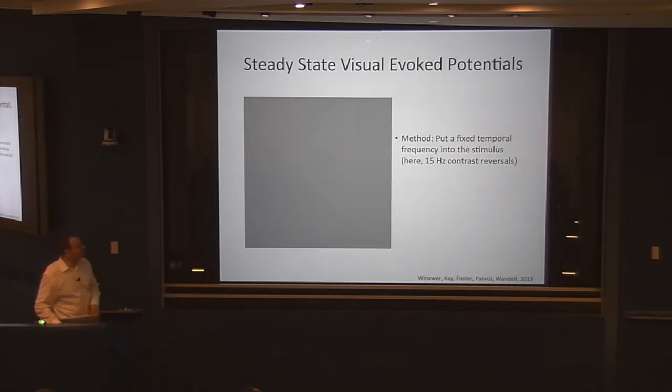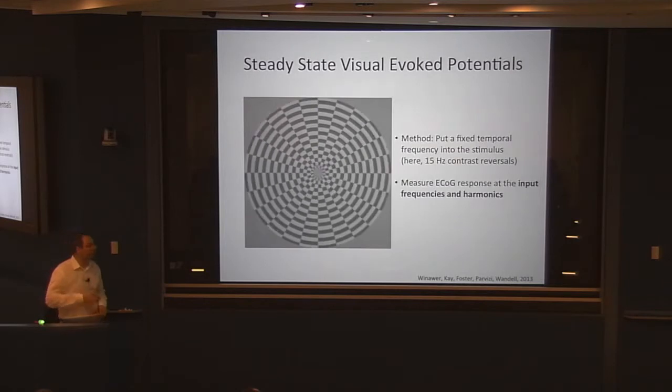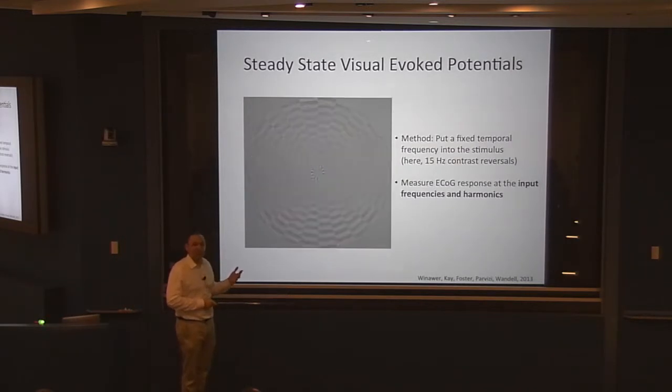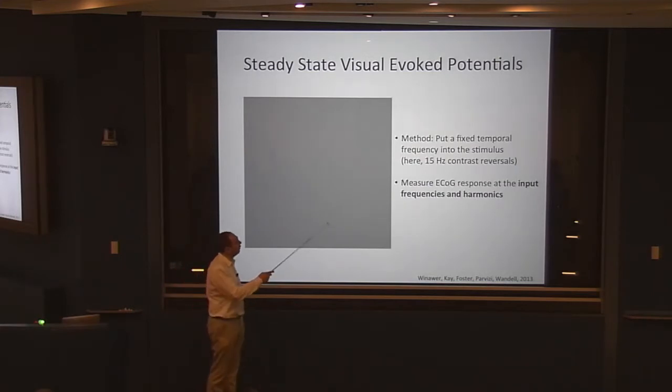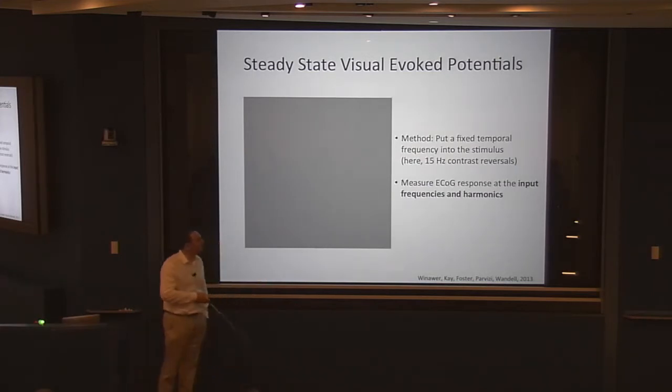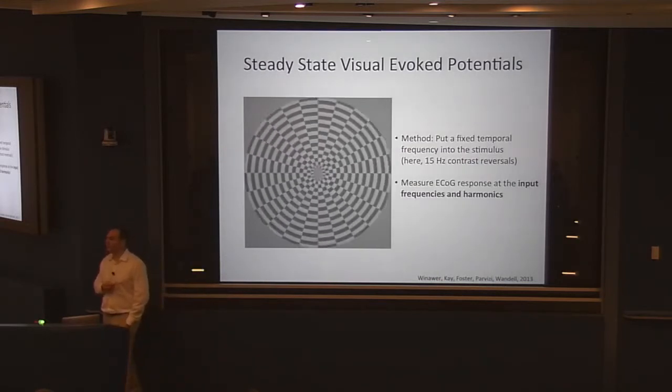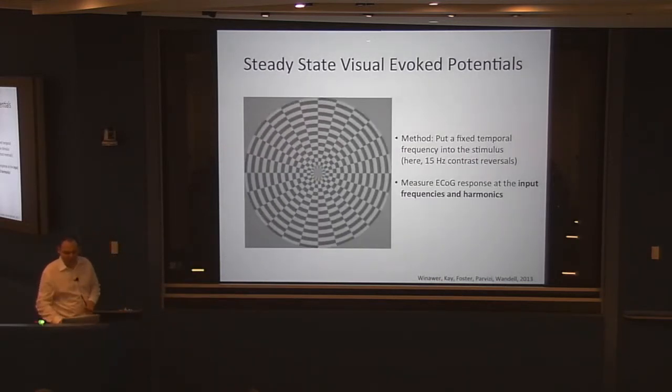Because the stimulus is reversing 15 times per second, and because the visual system is highly responsive to changes in contrast, we're going to expect the visual system to respond vigorously 15 times per second. And we'll therefore measure the ECoG response at the input frequency as well as the harmonics: 15 hertz, 30 hertz, 45 hertz, and so forth.